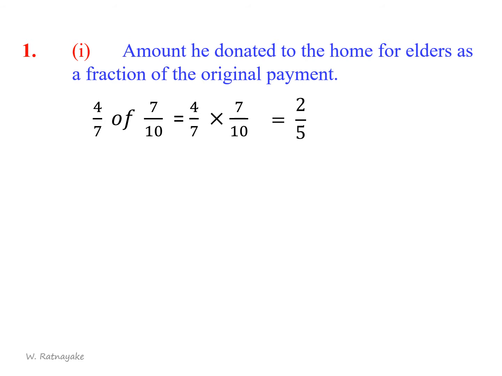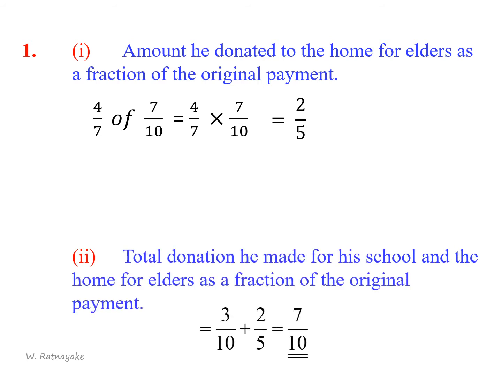Then the second part: we have to find the total donation he made for his school and the home for elders. That is 3 upon 10 plus 2 upon 5. We can easily find this value by writing 2 upon 5 as 4 upon 10. Then 3 upon 10 plus 4 upon 10 is 7 upon 10. This is the answer for the second part of the question.